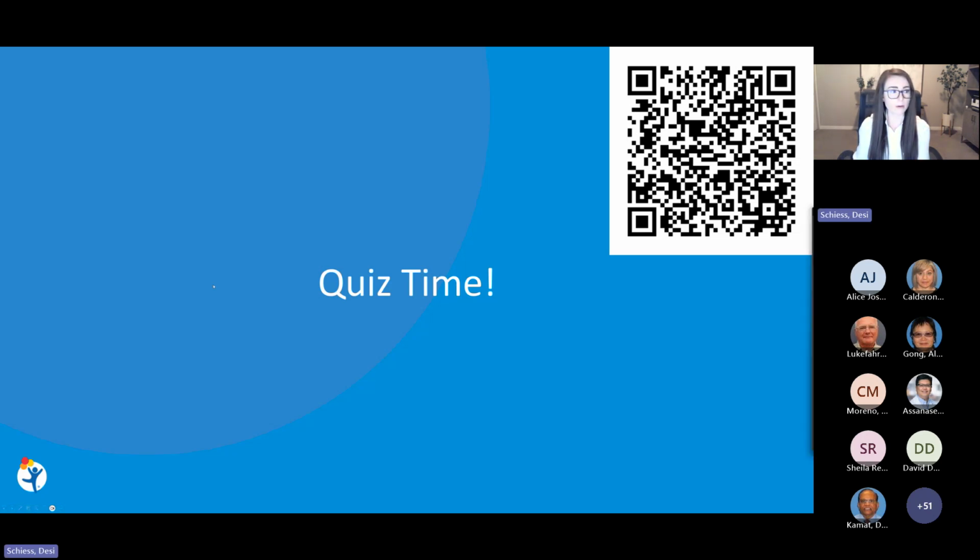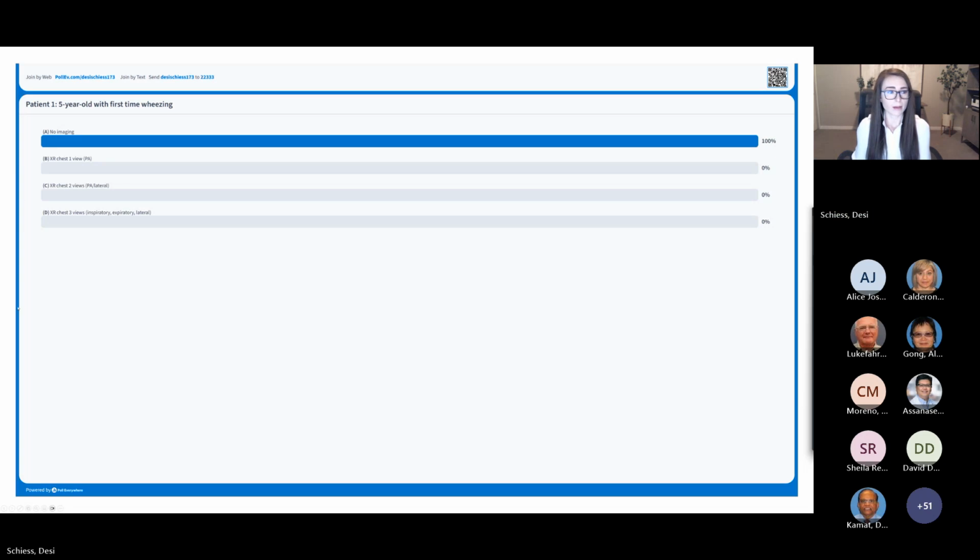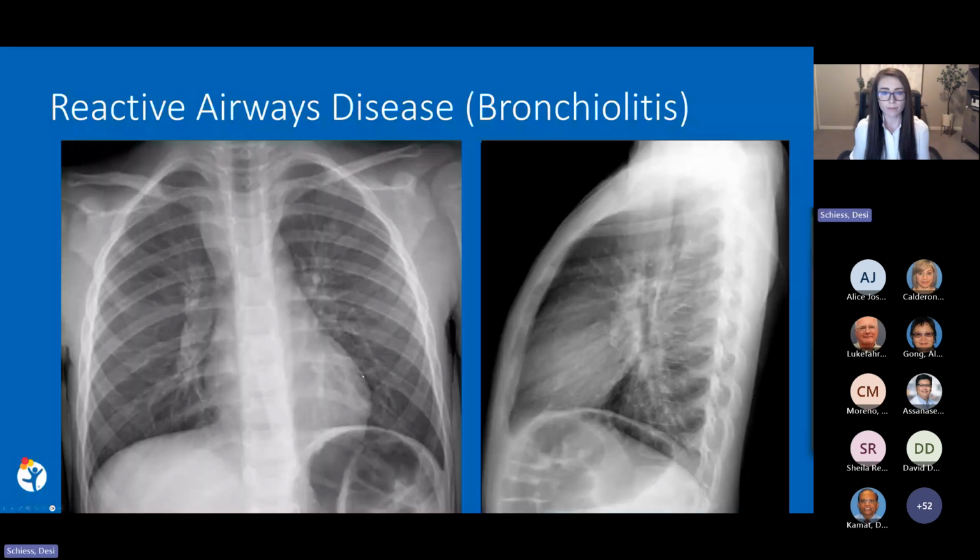Activate the poll here. Okay, so your first patient is a 5-year-old with first-time wheezing. What type of imaging would you like? No imaging, X-ray 1 view, X-ray 2 views, or 3 views of the chest? All right, looks like we're getting a lot of responses for no imaging. Excellent job. So this patient got imaging anyway, and we saw reactive airways disease or bronchiolitis.